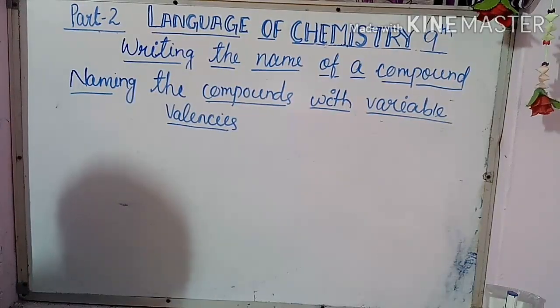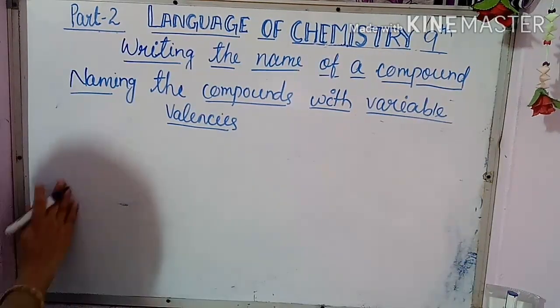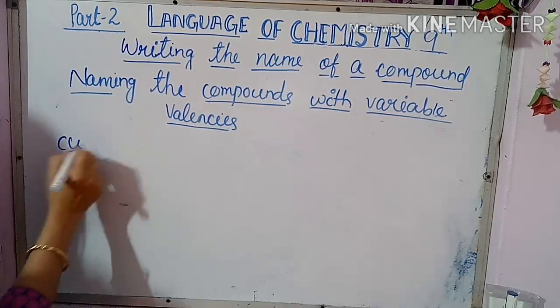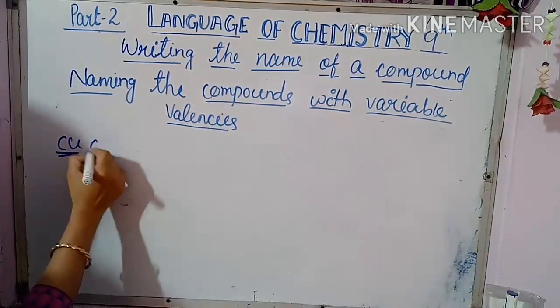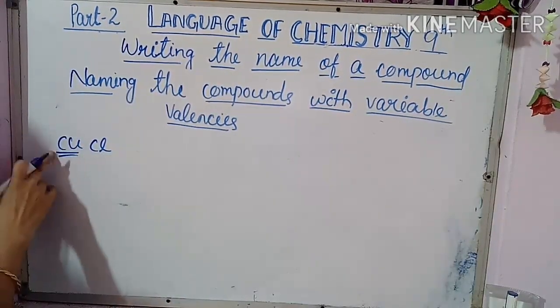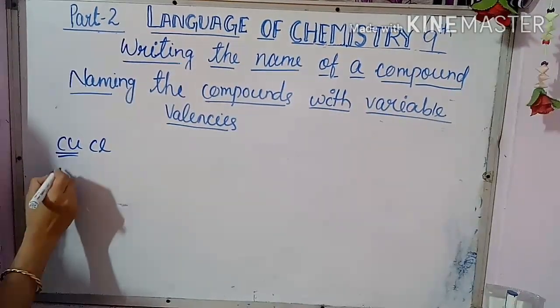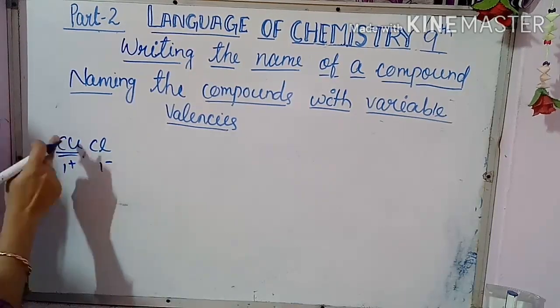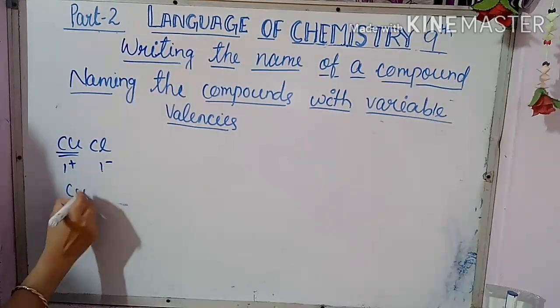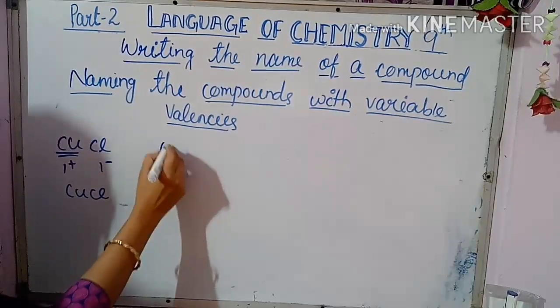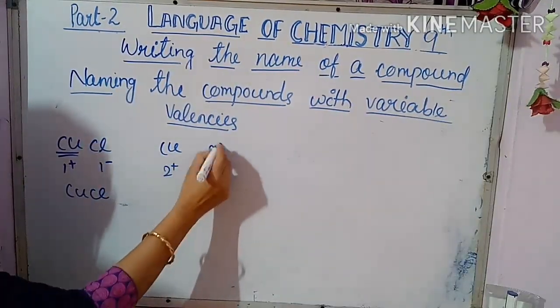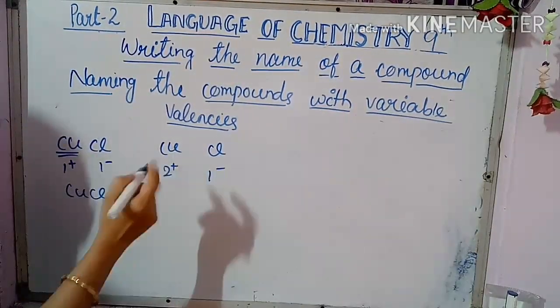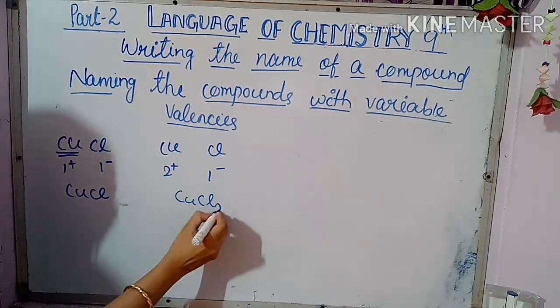Now children, the next one is naming the compounds with variable valencies. As I have already taught you about the variable valencies, suppose we take copper. Copper is going to make a compound with Cl. Copper shows 2 valencies, 1 plus and 1 minus for Cl. Exchanging the valencies, you will get CuCl. Another one, copper is showing 2 plus and Cl is showing 1 minus. Exchanging the valencies, you will get CuCl2.